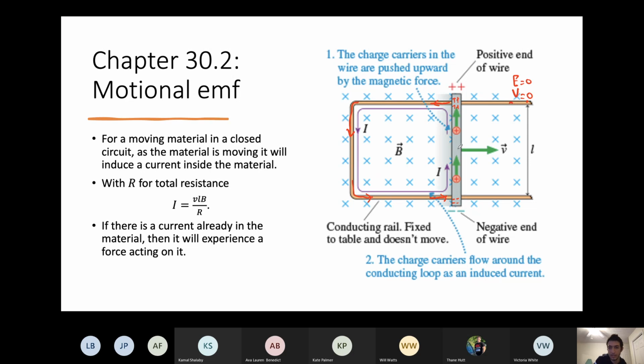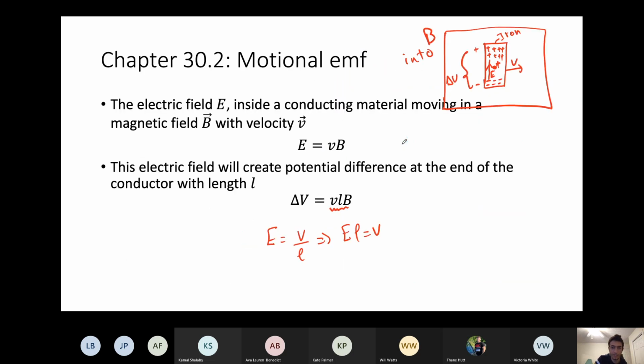Something special is happening in this bar. As it's moving, the charges have the freedom to start circulating around to go to the other side. And that circulation means this current. And simply, you can find that current from the previous page.